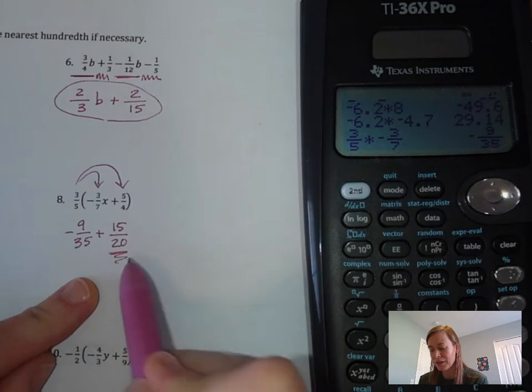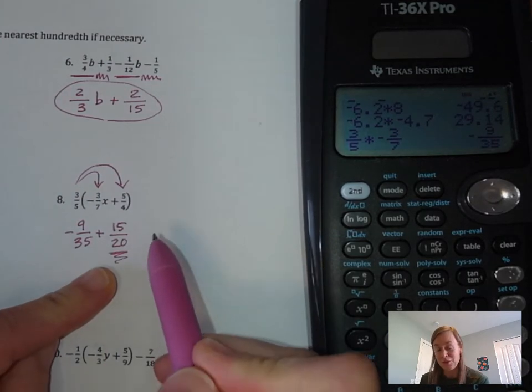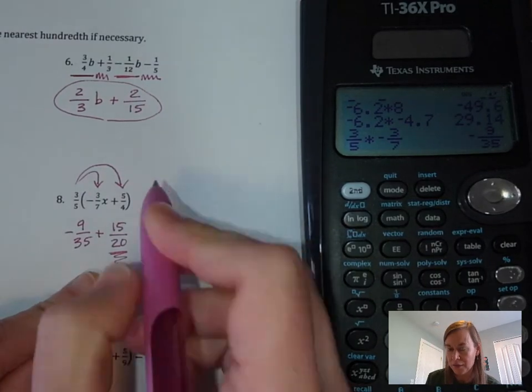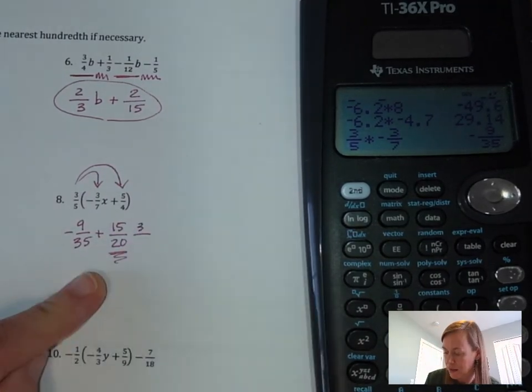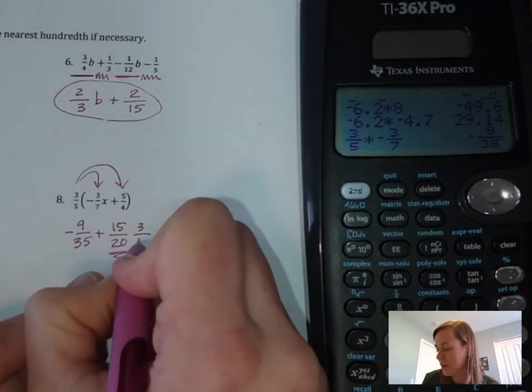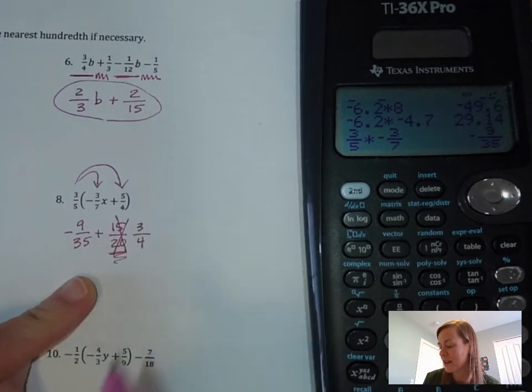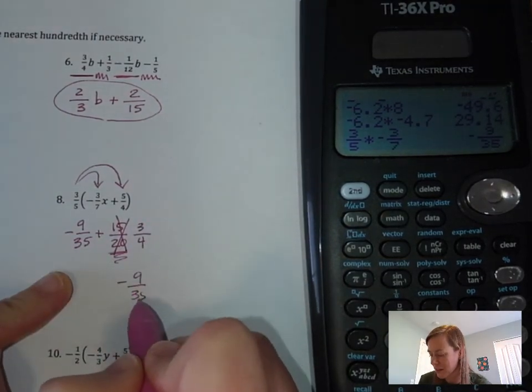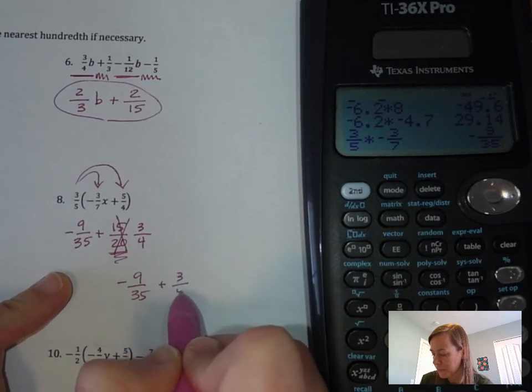Only thing is here, am I fully simplified? No, not quite. I'm going to divide everything by 5. So 15 divided by 5 is going to give me a 3, and 20 divided by 5 is going to give me a 4. I'm just going to get rid of that. And my final answer is negative 9/35 plus 3/4.